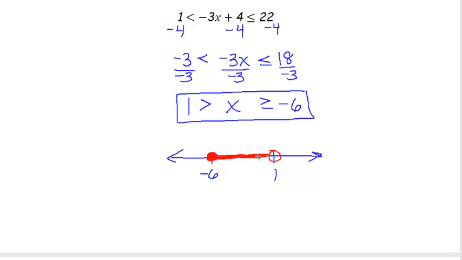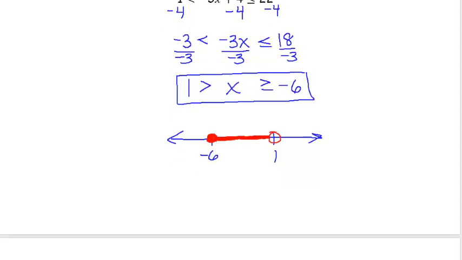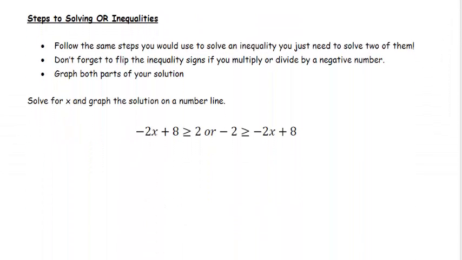It is as simple as that. Okay, so those are "and" inequalities. Let's do an "or" inequality next. When we're solving "or" inequalities, we don't have that sandwiching that happens, so that means we're just going to have to do 2 separate inequalities, which really isn't that bad.